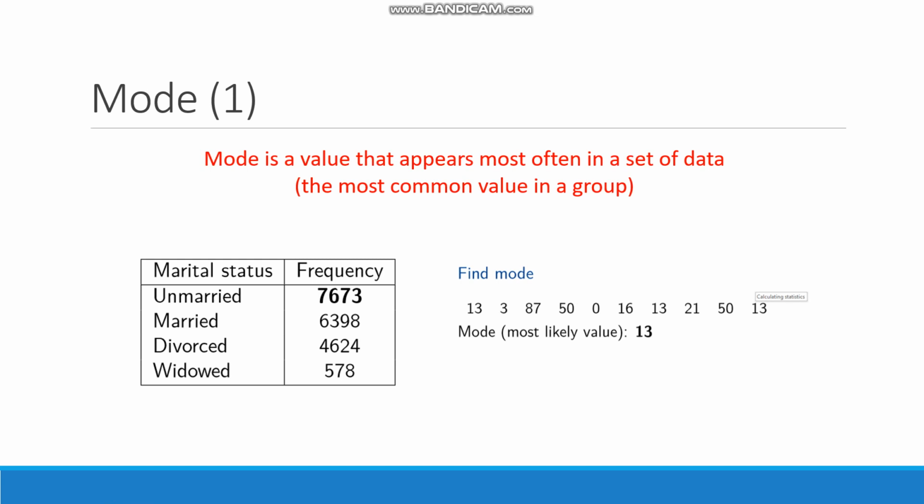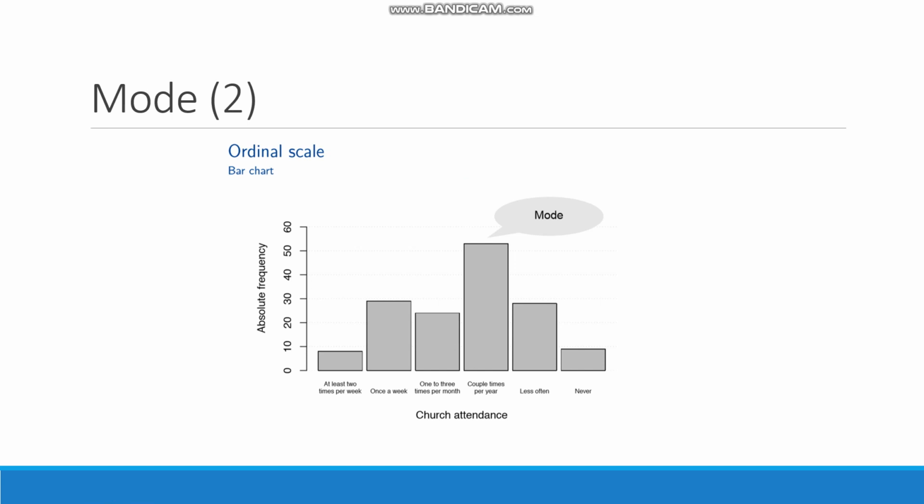Like in this example with the marital status. And the mode is usually quite evident from a table or even in the list. It is especially evident from a bar chart or a dot chart as it has to do with the frequency.